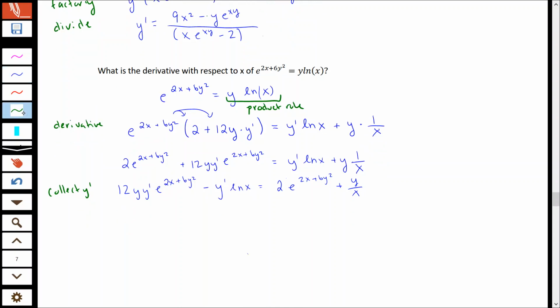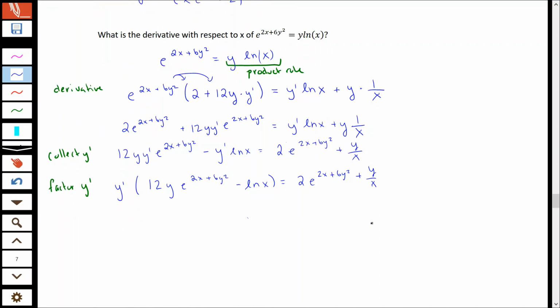Our next step is always just to factor y prime. So if we're factoring y prime, we're just pulling out that y prime, multiplying it by whatever's left. So that's going to be 12y e to the 2x plus 6y squared minus ln x. We really don't care how messy this is because the factoring is always going to work out for us so that we can get y prime by itself. And that's the goal. We don't need it to be a pretty equation. We just need it to be y prime equals.